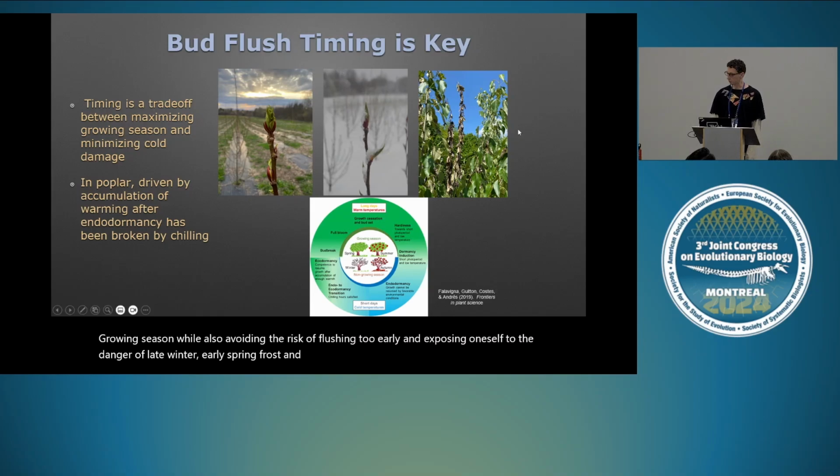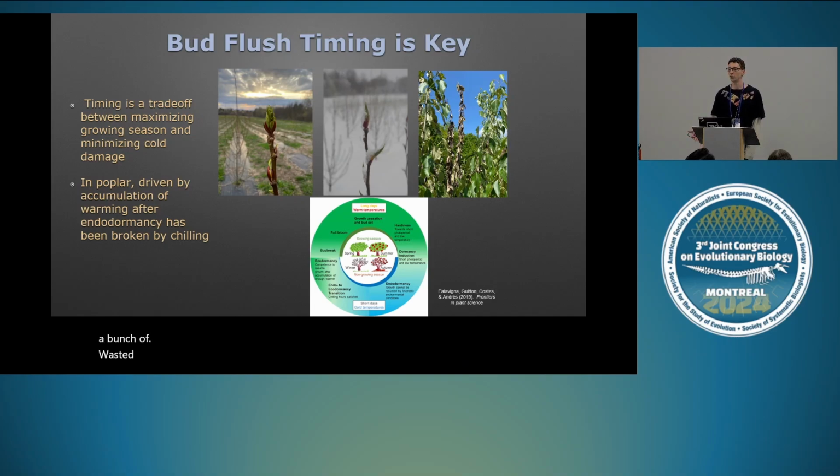And so this individual here has made that mistake and accidentally flushed its buds too early and then got hit by a return to winter temperatures. And what ends up happening is a few weeks later you look like this. And so frost damage can be really detrimental to a tree. You can lose an entire branch, and that's just a bunch of wasted energy.